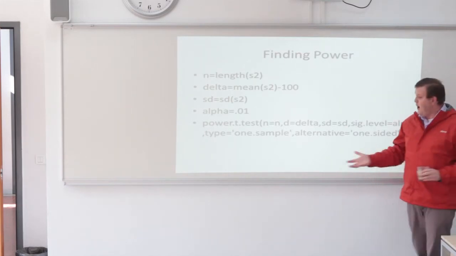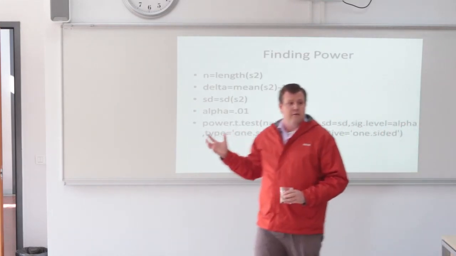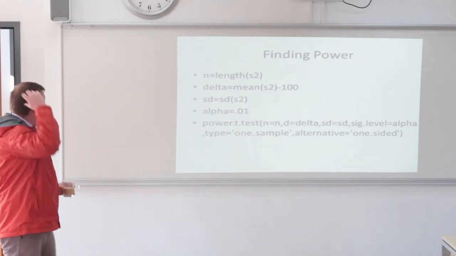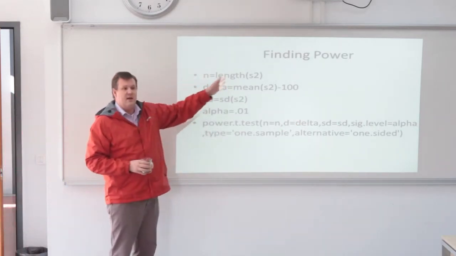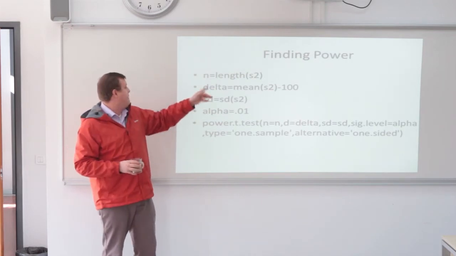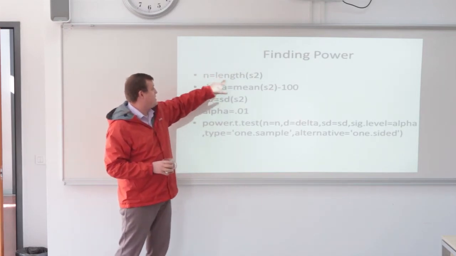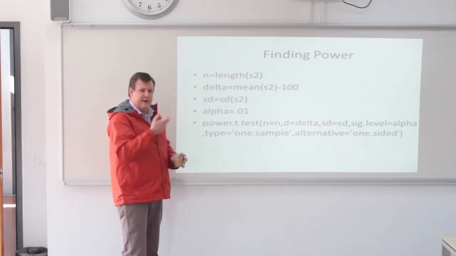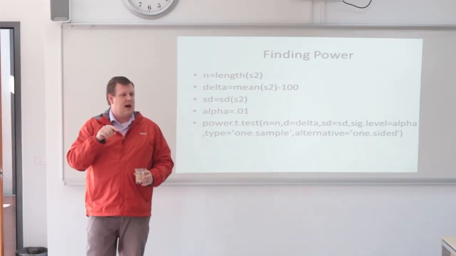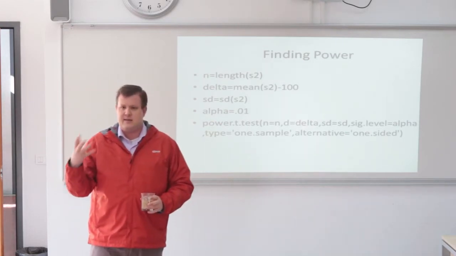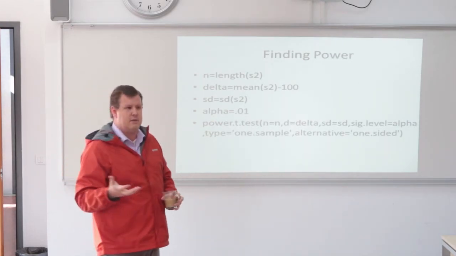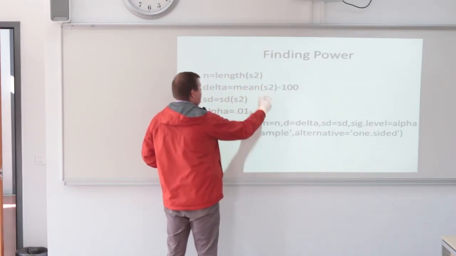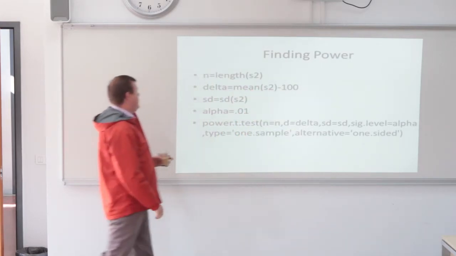Okay, so let's find the power for the test that we just ran, that one sample t-test. So n, this is just the size of that second sample, which we can calculate by using length(S2). Delta, this is the difference. So delta, in Greek, is typically used in mathematics to symbolize the difference. So the delta is the mean that we observed in our sample, minus 100.